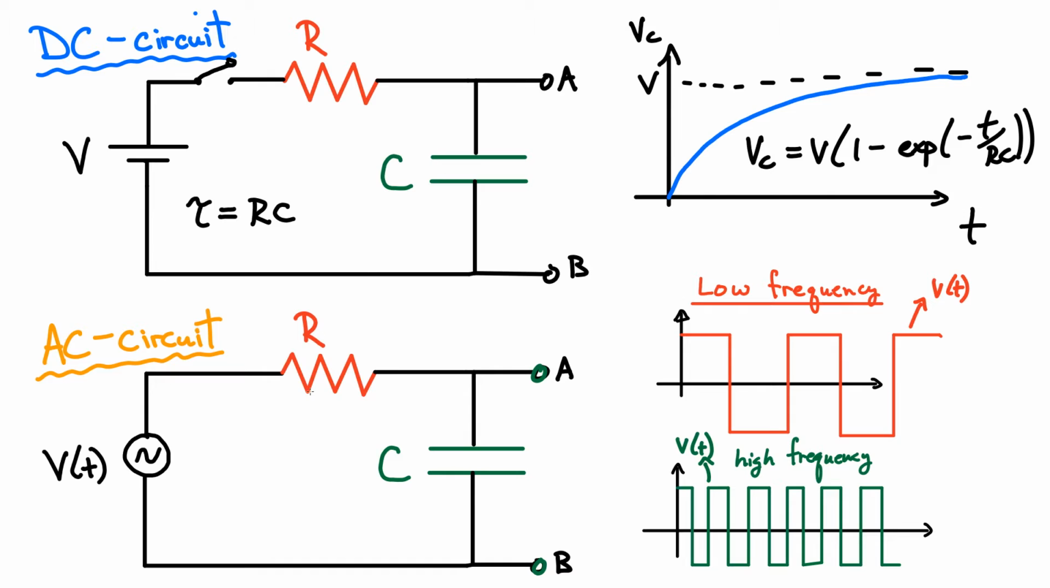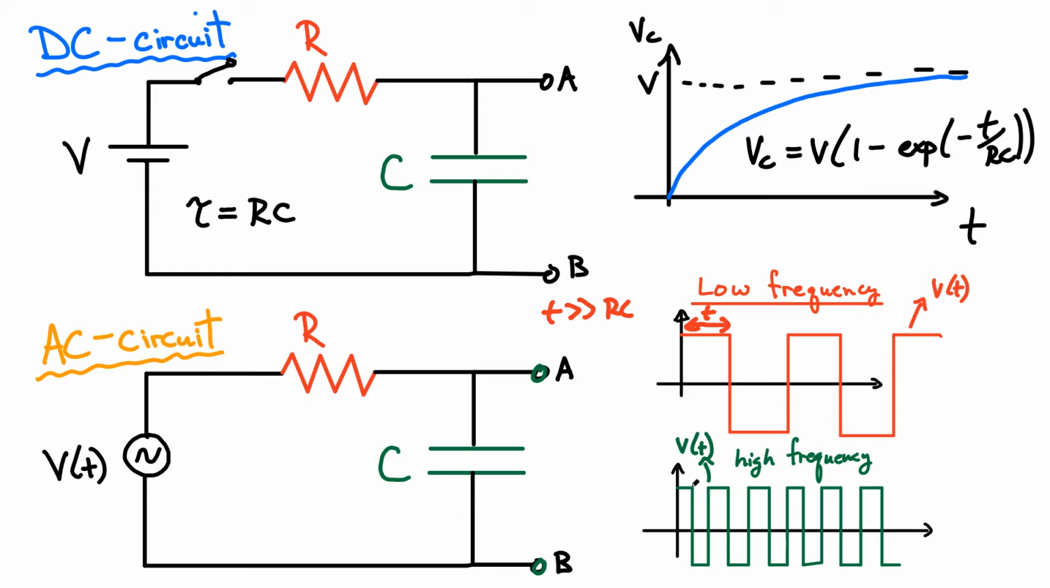Okay, so for the AC case now, I want to consider two limits. I'm going to consider the low frequency case. So here I'm going to assume that the voltage as a function of time just looks like a square wave that I've depicted over here. The low frequency limit basically means that this time here, where the voltage is constant before I switch polarities, is big compared to this characteristic time constant RC. So let's just write that the time t over here is big compared to RC.